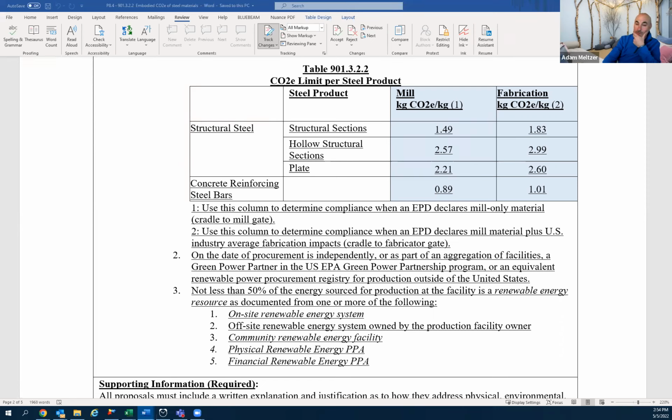a middle ground for that financial renewable energy component, where we put 25% instead of not less than 50% of energy sourced for production at the facility as renewable energy resources, so we find some middle ground for buying your way out of polluting, but not letting them do it 100% of the 50%, if that makes sense. I would need someone to chime in on that just as a QC, because I'm not sure if that would even work, but it's just an idea.